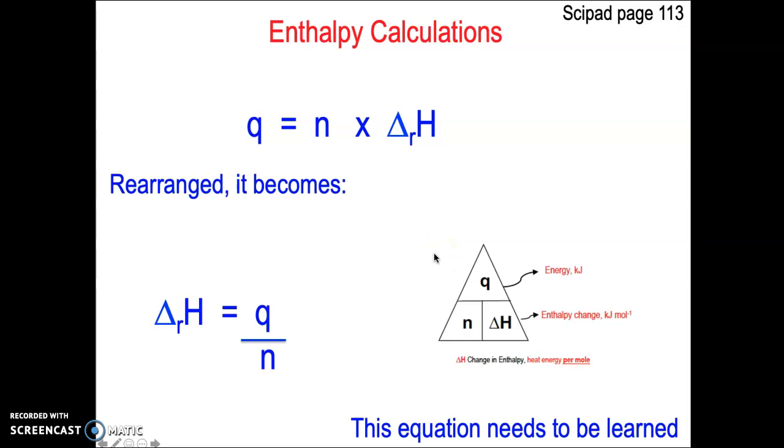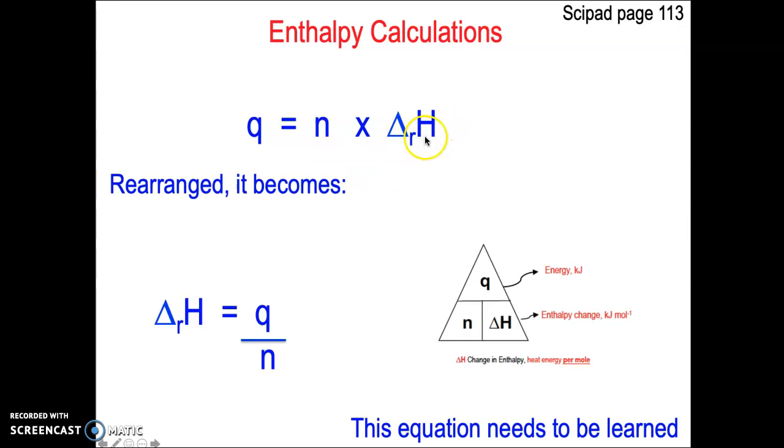Quite often you'll get a question that asks you to calculate the energy of a reaction, and they'll also give you the mass of something in the question. We'll do an example and it will make a lot more sense. But Q is the symbol that stands for energy and is measured in kilojoules. N we've seen previously, that is the amount of substance. Okay, so it's measured in moles.